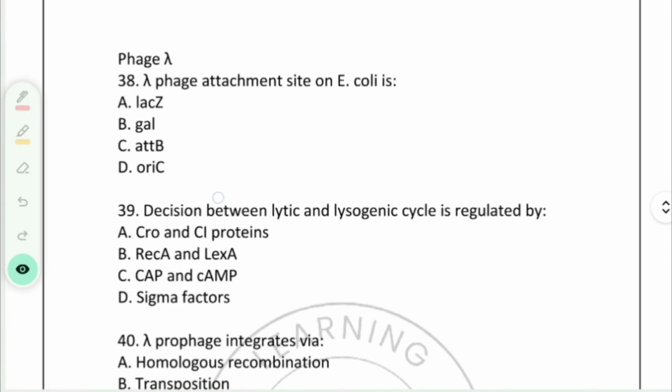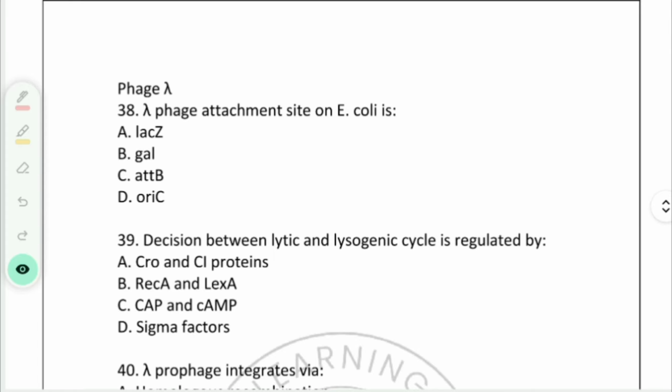Question number 38. The lambda phage attachment site on E. coli is. Options are A. lacZ, B. gal, C. attB, D. oriC. Correct answer for this question is option C, attB.